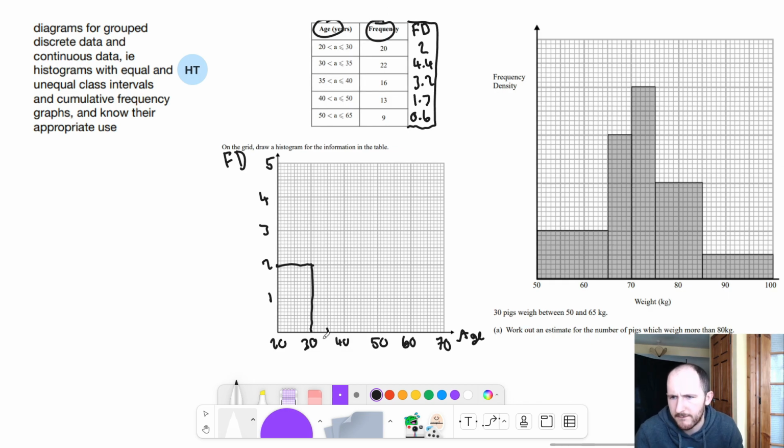But it goes all the way up to 4.4, which is, so that's 0.5, it would be 0.1, 0.2. Again, you would need a ruler for this. And if you notice, I'm actually drawing it coming off the previous bar. 35 to 40 all the way up to 3.2. You see the look of concentration on my face. 40 to 50 goes up to 1.7.